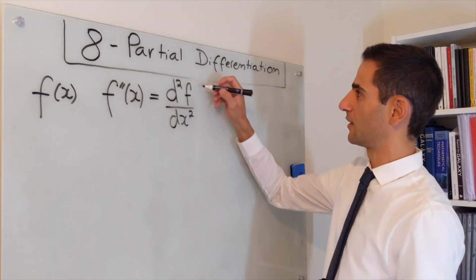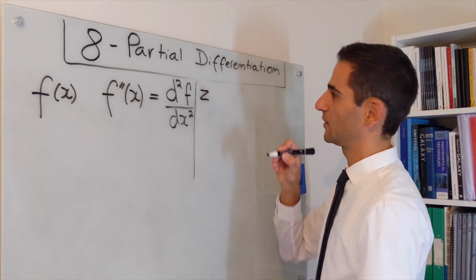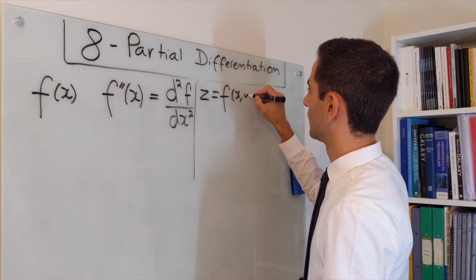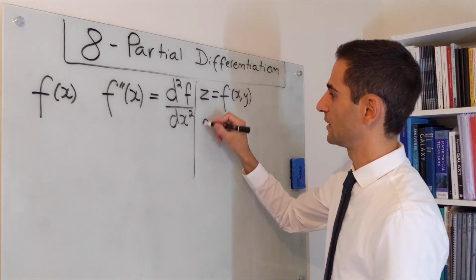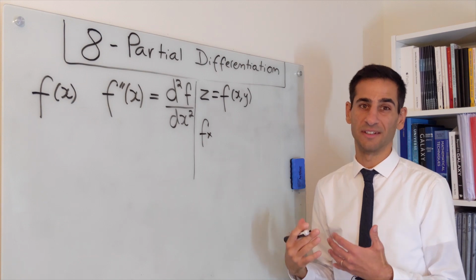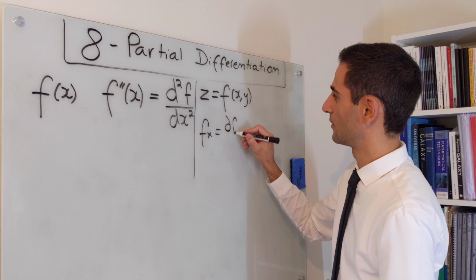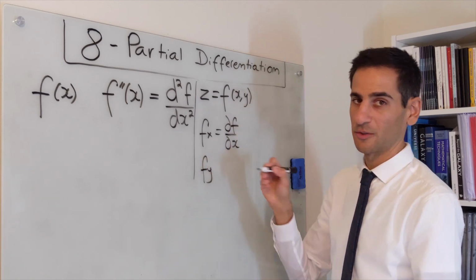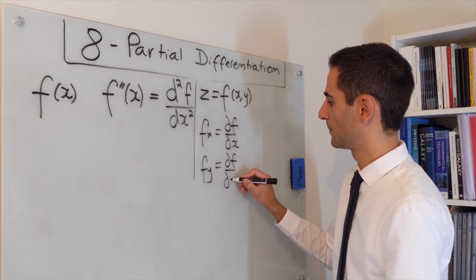Now that we've kind of crossed the line and we're looking at functions that typically we call z, which are functions of x and y, we've seen that if we want to calculate a derivative, typically we need to indicate what is the variable we're calculating the derivative against. This would be the partial derivative of f with respect to x, and this would be the partial derivative of f with respect to y.